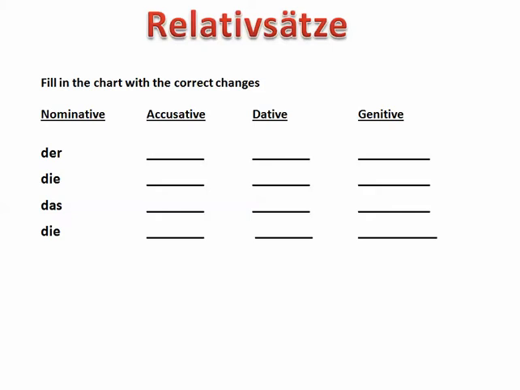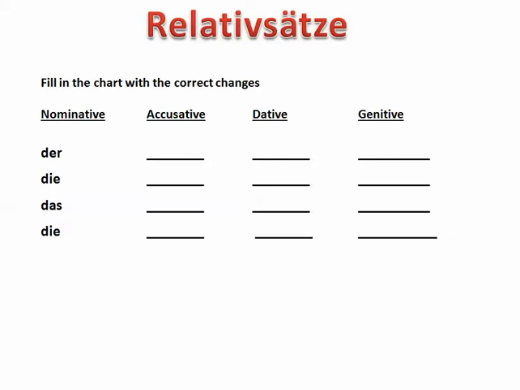Today we're going to talk about relative pronouns and relative clauses. So before we begin our discussion, let's take a look at how relative pronouns change in the various cases. In the nominative case or subject case, it's pretty straightforward. Masculine nouns are der, feminine nouns are die, neuter nouns are das, and plural nouns are die.